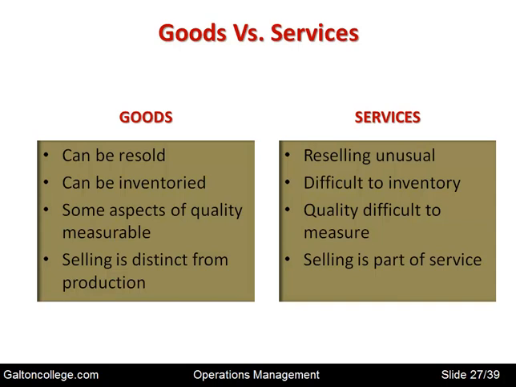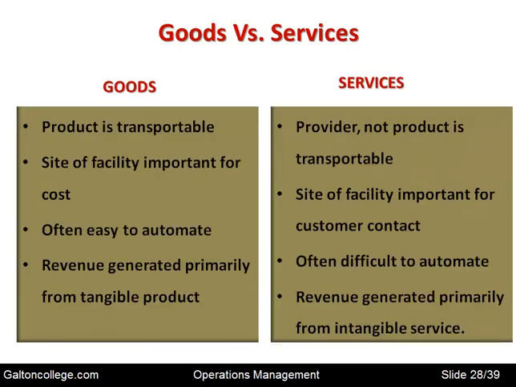And selling is part of the service. So the service itself is we buy it and we consume it. And it's like we buy it and consume it at the same time. With goods and services, well, products, our product is transportable. We can move a product. It's physical. We can move from one place to the next.